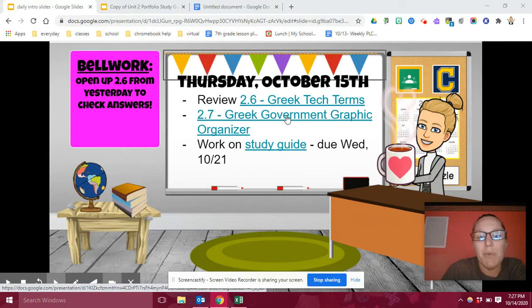So I'm going to take you through the 2.7 Greek Government Graphic Organizer. You're going to fill in the blanks on yours and then submit when you are finished. And then anytime you have left in the period, you're going to work on your study guide. Remember, that's not due until next Wednesday, but it wouldn't be a bad idea to get a good jump on it now, and I think you'll have a little extra time. All right, so let's go ahead and look at 2.7.